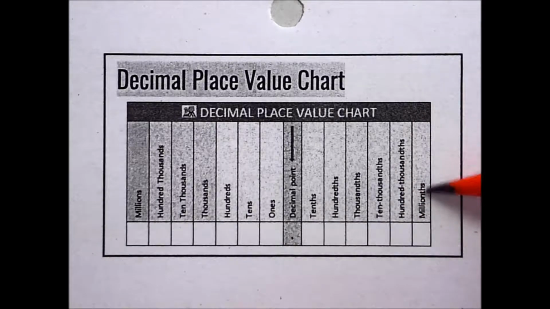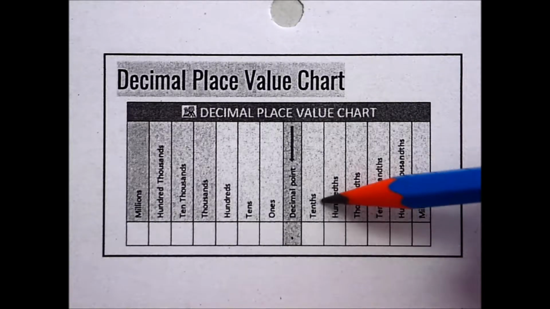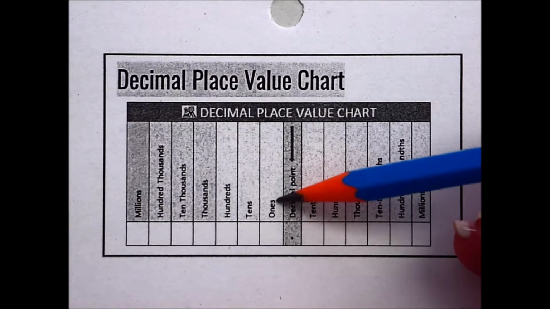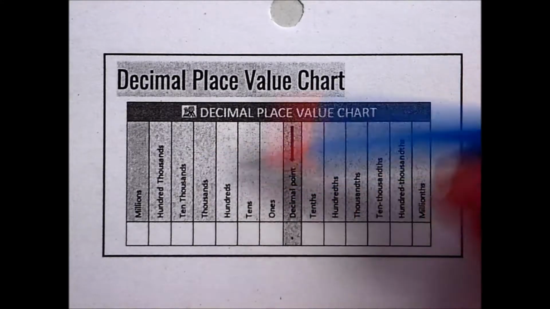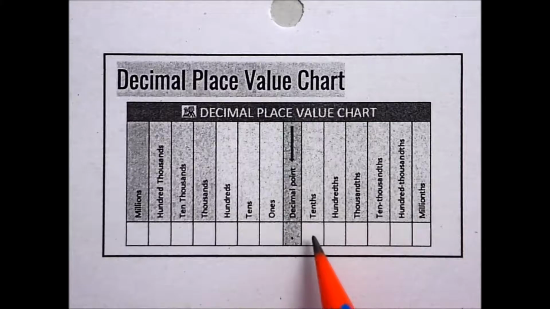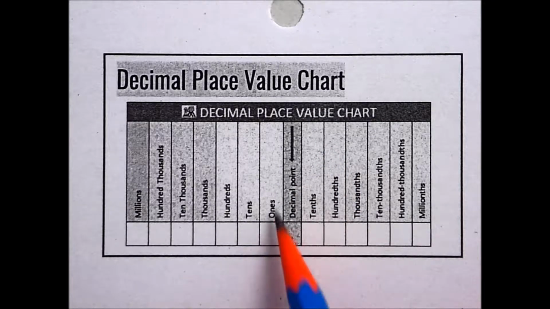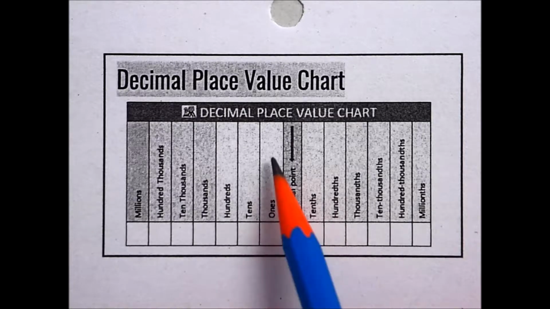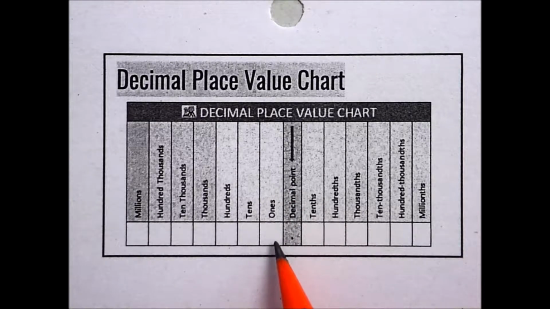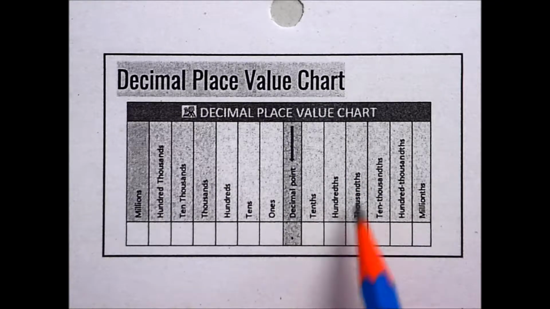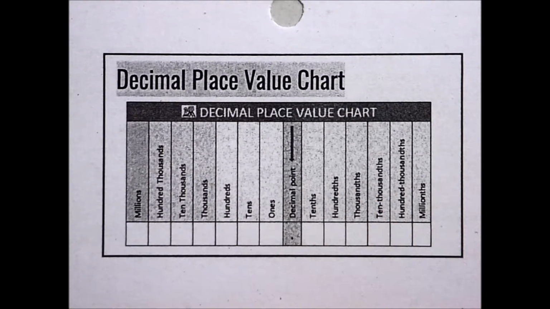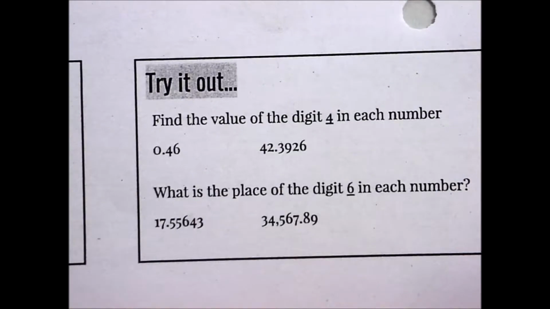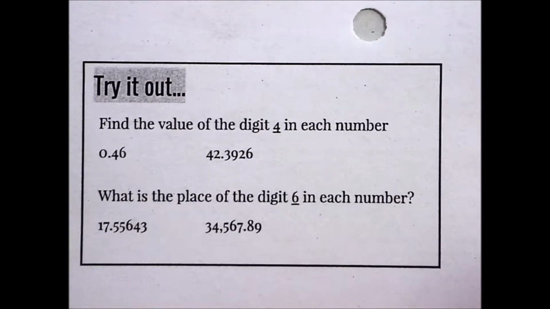Notice that these all end in THS, and to the right of the decimal, everything ends in THS. So your whole numbers end in S, your decimal numbers will end with THS. Also notice that on the whole number side we have a ones place, but on the decimal side it starts with tenths, hundredths, thousandths. So now let's look at the value of numbers and the name of the places.